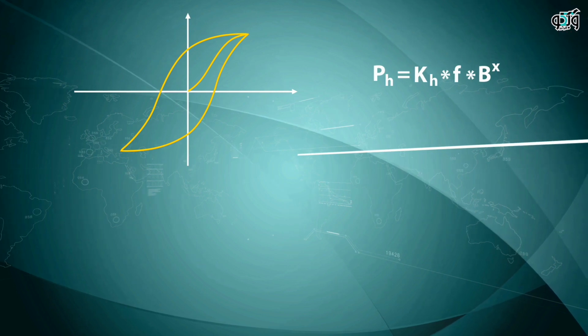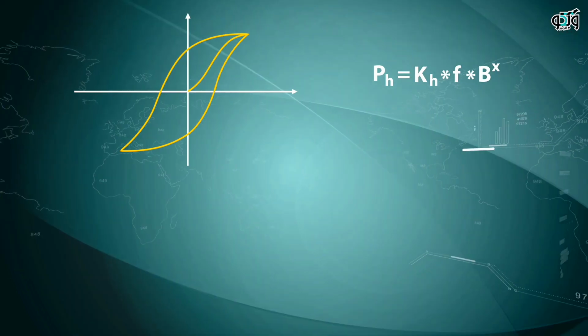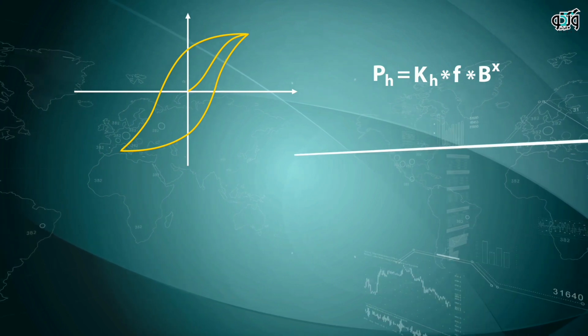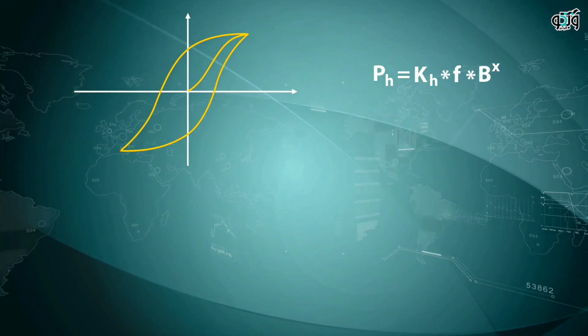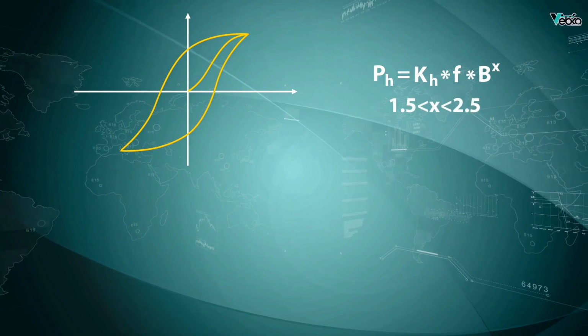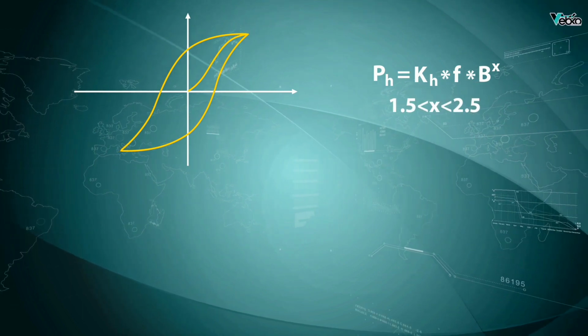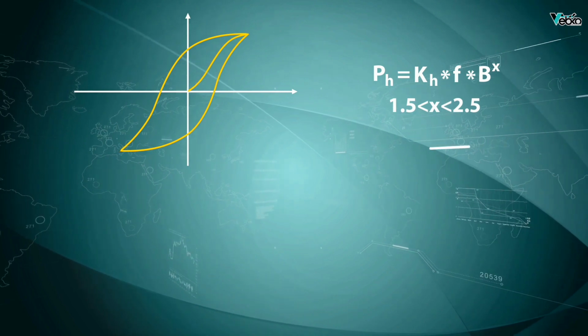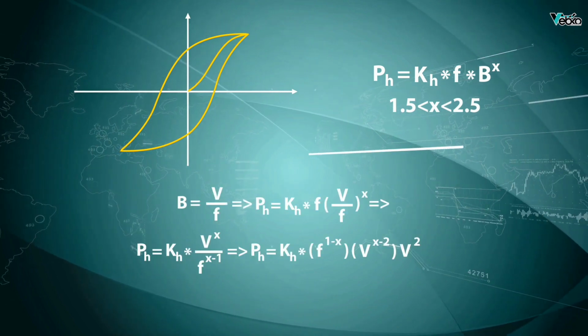The empirical relation of hysteresis is PH equals KH F B to the power of X. The value of X depends on the material of the core and can vary from 1.5 to 2.5. Also in this relation, B is the flux density, which equals V over F, and by substituting it, the hysteresis losses can be written as you can see.